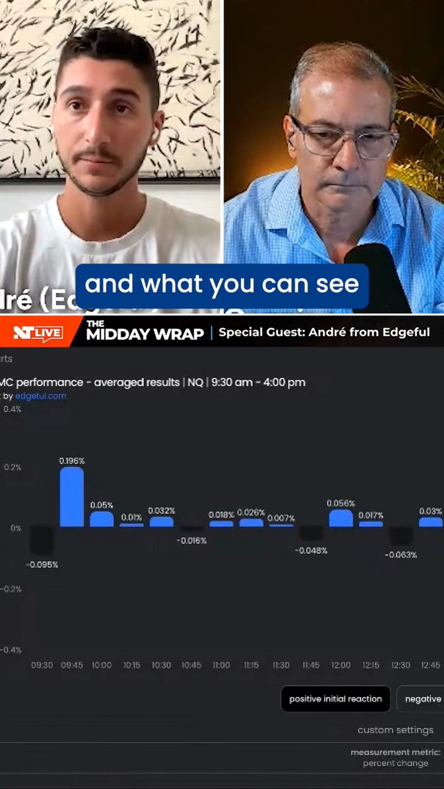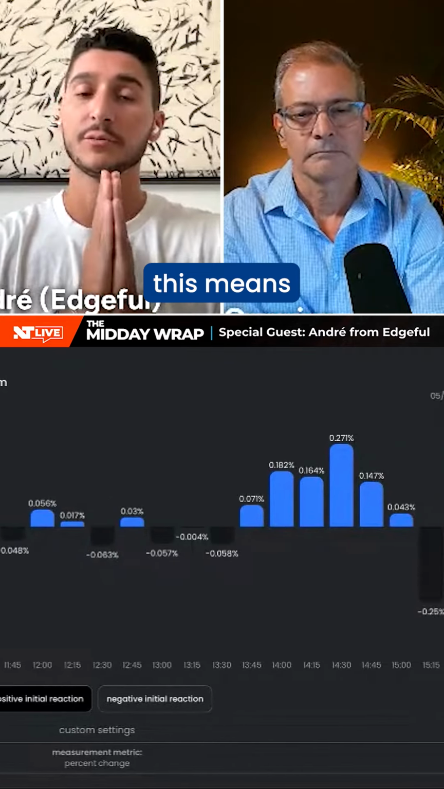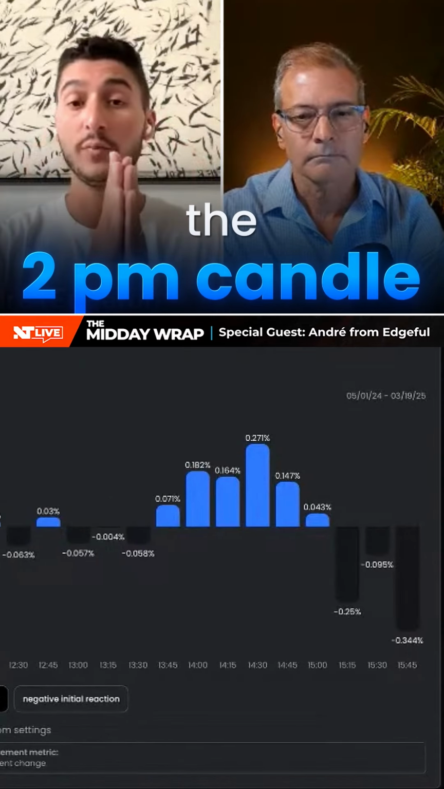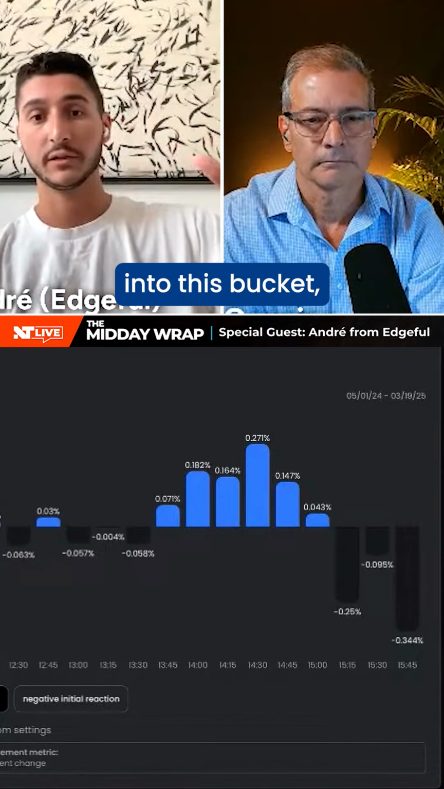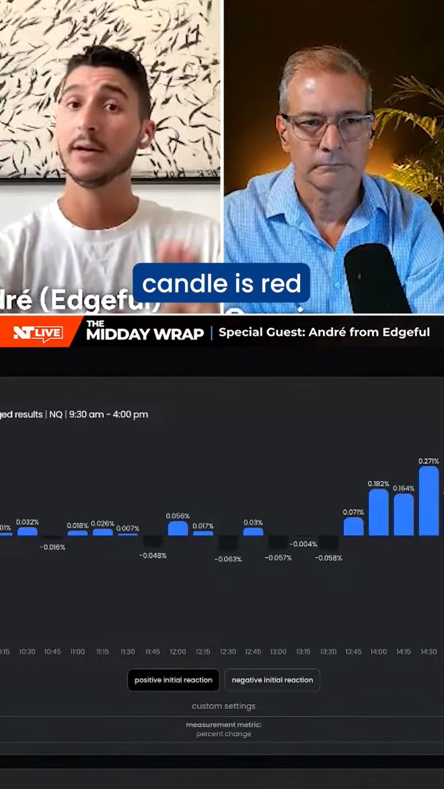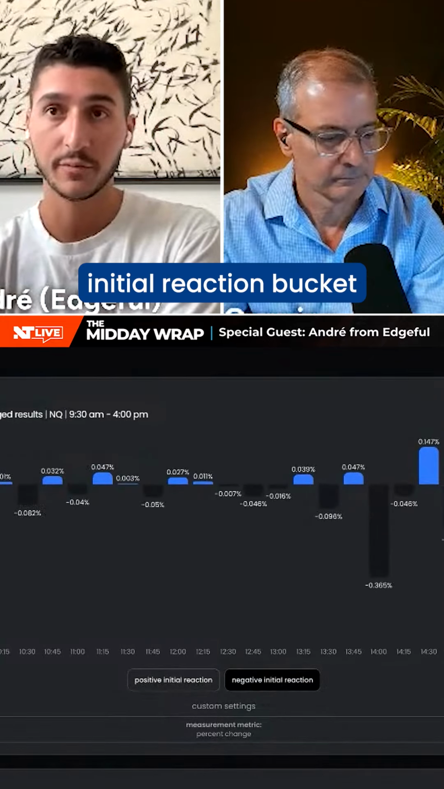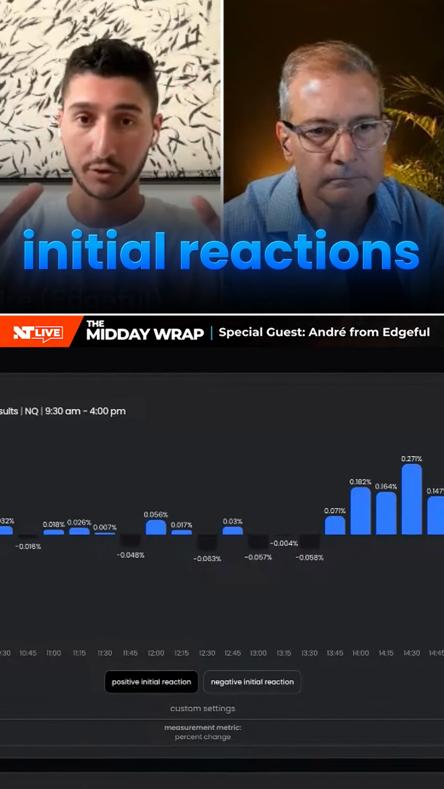And what you can see here, what I'm starting out with is the positive initial reaction. This means that we're taking the 2 p.m. candle on the 15-minute time frame. If that's green, that gets grouped into this bucket, this positive initial reaction. If that 15-minute candle is red, that gets put into the negative initial reaction bucket. So we're separating the days into positive and negative initial reactions.